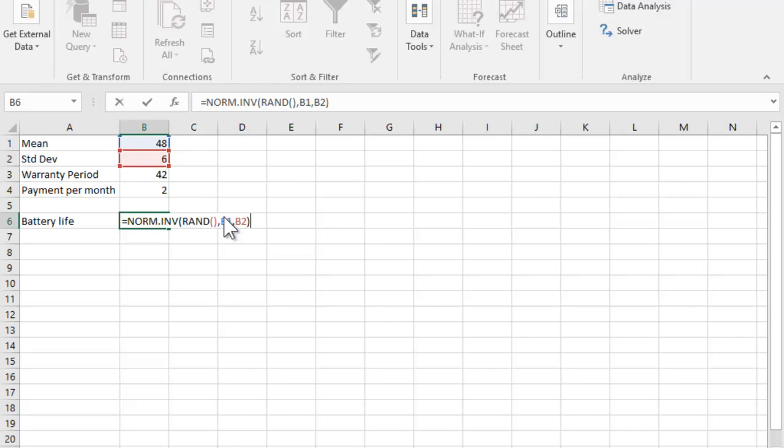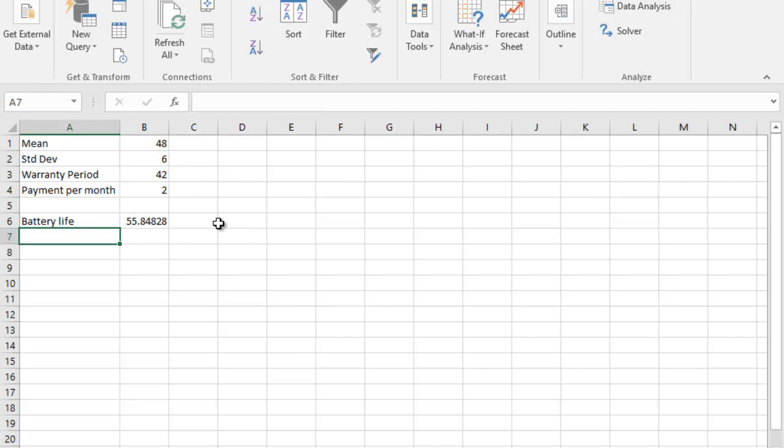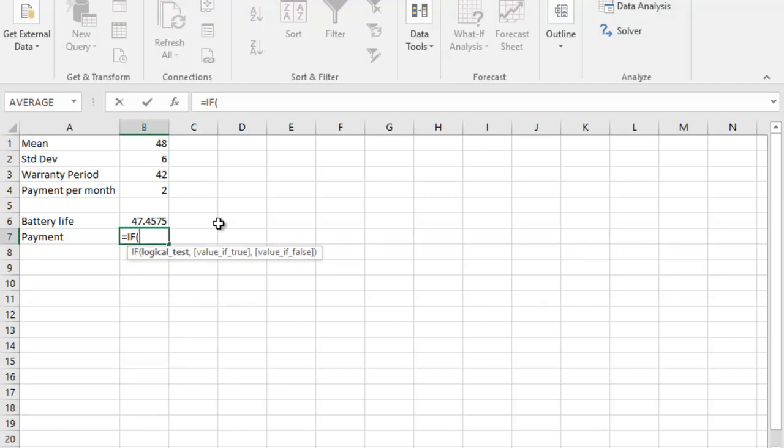I won't enter the numbers here so that if I want to change anything, I can change it in one place and my formulas are still okay. And then let's calculate the warranty payment that the company is going to have to make based on that battery. So first I have to decide whether there is any payment at all. That is, did the battery fail before warranty or not?